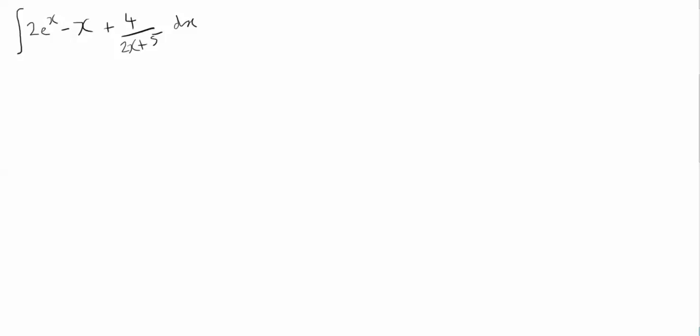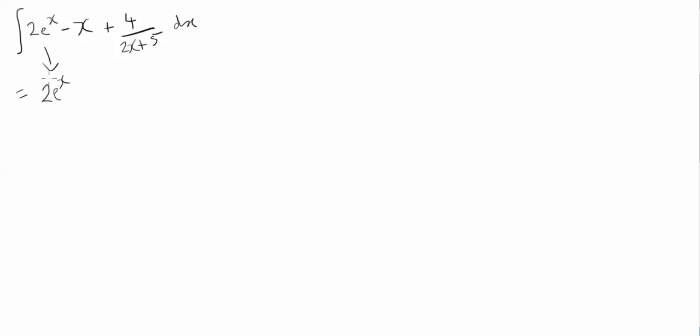Okay, so first one, 2e to the x. Well, e to the x is the only function that differentiates to give itself. e to the x gives e to the x. I've got two lots of it. 2e to the x would just differentiate to give me 2e to the x. If it's 3x, for example, then when I differentiated it, I'd get e to the 3x, but I'd have to times by the 3, so I'd end up with 6e to the 3x.